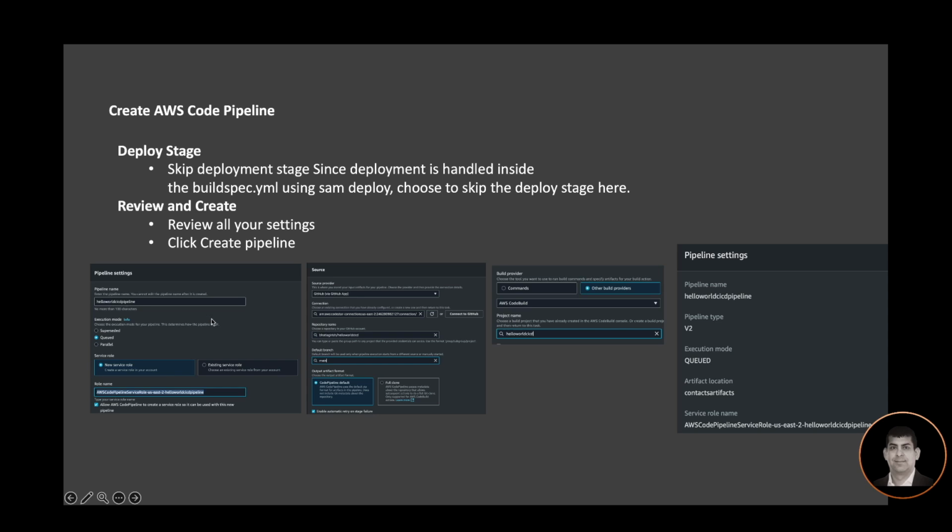So here is an example. I have the pipeline name, I have the properties, and then I'm saying the source is this GitHub. And then in the build, if you see, I'm picking AWS CodeBuild as the provider, and then I'm picking the project that I created in the previous step. So this is basically bringing everything together, right?